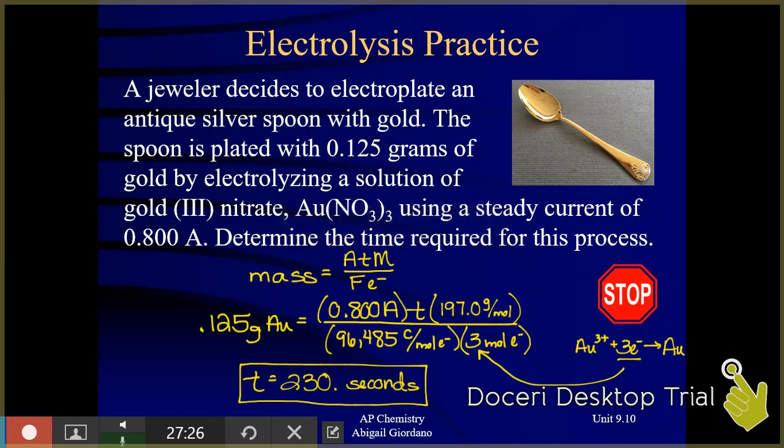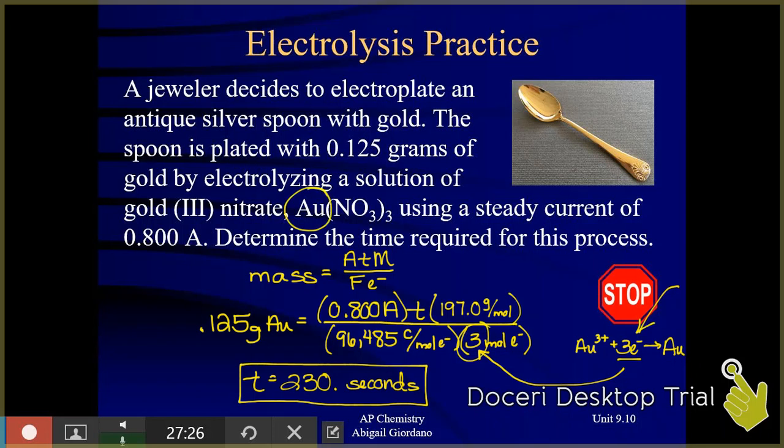So I plugged in all of my given information. The only piece I was missing was the time. Okay. And I've also just tried to draw your attention to how I knew what the number of moles of electrons would be. Remember, guys, that comes from when you think about the half reaction.